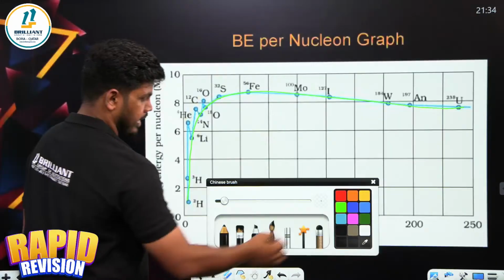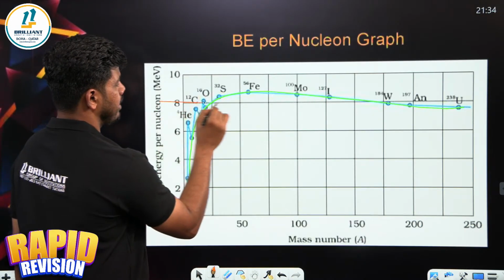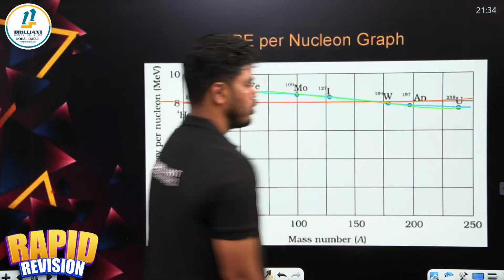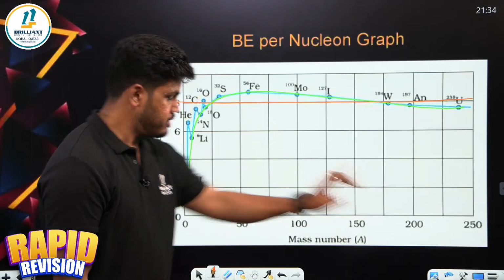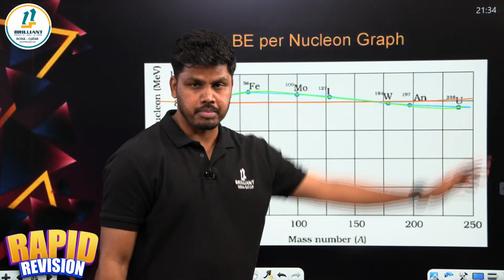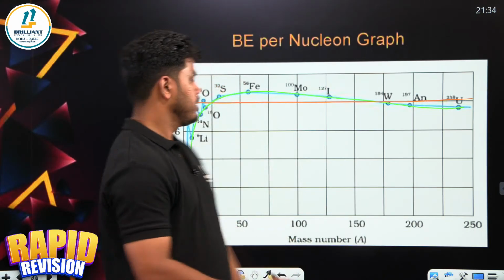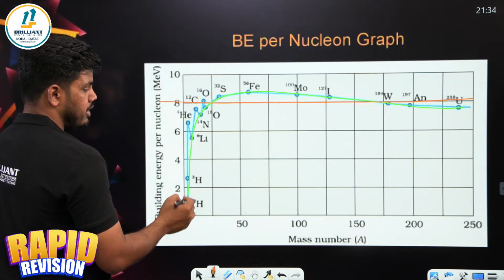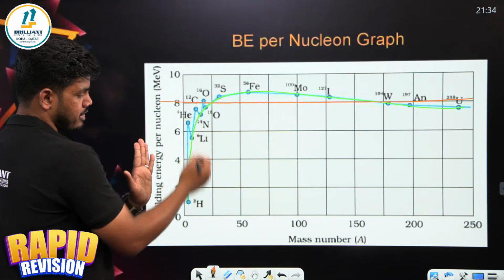So the 8 MeV line is the reference line. You draw this line. No need to draw all these things. Just axes X and Y, then draw the 8 MeV line. That orange line represents 8 MeV. That is a reference line for us. And the binding energy should be changing, it is increasing.